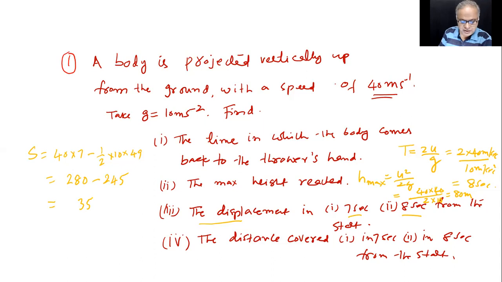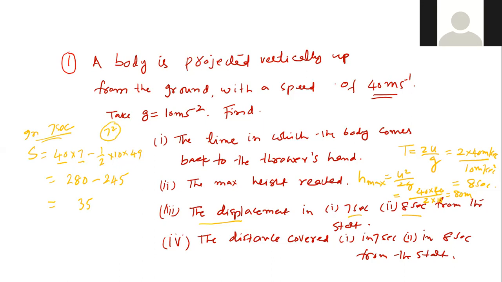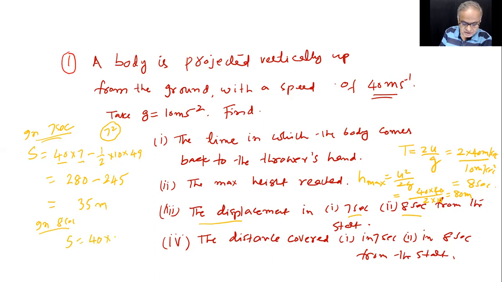Do you understand what that means? That is in 7 seconds. Ut minus half gt square, with t being 7. Okay, 35 meters. In 8 seconds, this will be 40 into 8 minus half g into 64. I'm trying to reduce the number of steps here.